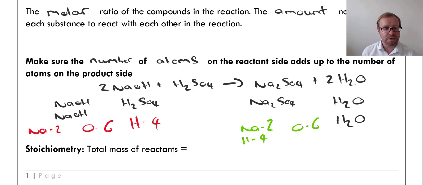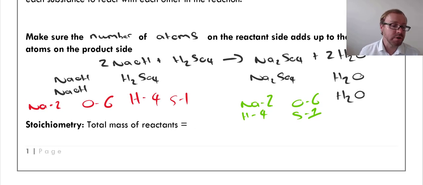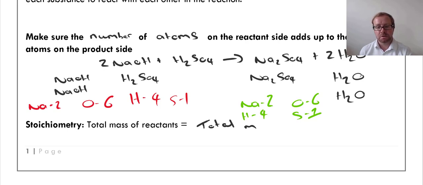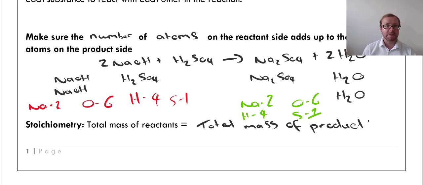And as you just probably noticed, I've also missed that on this side we have 1 sulfur, and on this side we also have 1 sulfur. So we can clearly see that the number of atoms on the reactant side is equal to the number of atoms on the product side. And this can be explained by talking about this word stoichiometry. We're not going to go into that much detail about it, but all we can say is that the total mass of reactants must equal the total mass of products, which it does in our example.